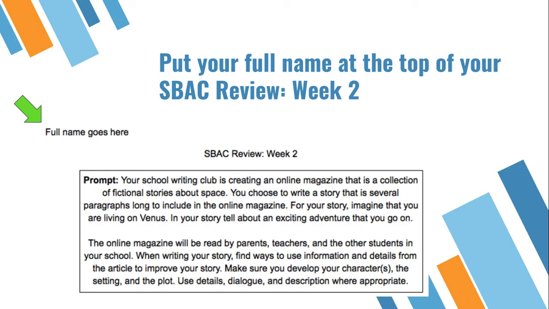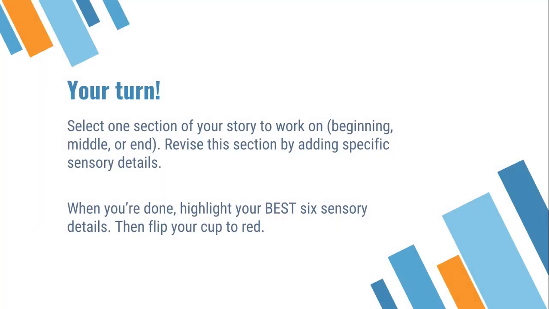Okay, now that you've put your name on your paper, it is your turn to start your revision. You're going to select one section of your story to work on, the beginning, the middle, or the end, and you're going to revise that section by adding specific sensory details, making sure that your words communicate exactly what you mean. When you're done, highlight your best 6 sensory details. So how many? 6 sensory details. Then flip your cup to red.